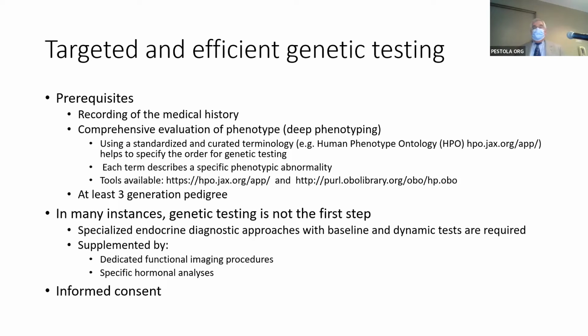In the ontology, each term describes a specific phenotypic abnormality. So it's one-to-one mapping, which makes it real easy for doing artificial intelligence-based filtering.